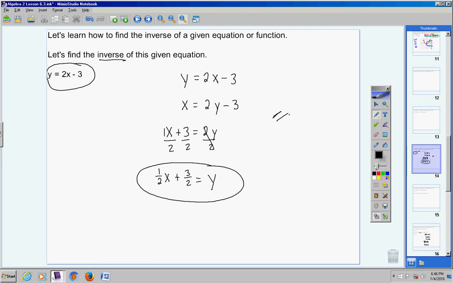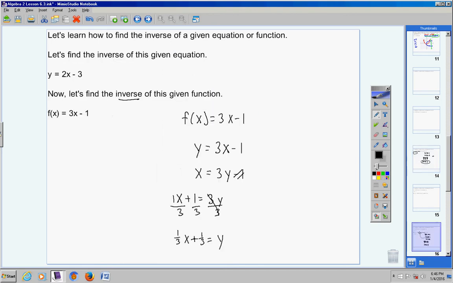Now in the last problem, are you paying attention, students? Watch this. In the last problem, my original problem was not written in functional notation, so my answer like this was fine. However, in this problem, your original problem was written in functional notation. So when you come down here to write your inverse, here's how you must write it. I'll explain this in a second. F with a little negative 1 and then x equals 1/3 x plus 1/3.